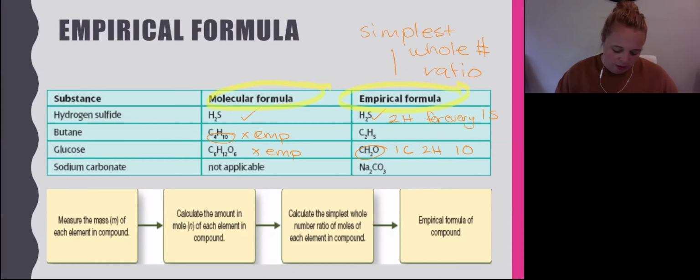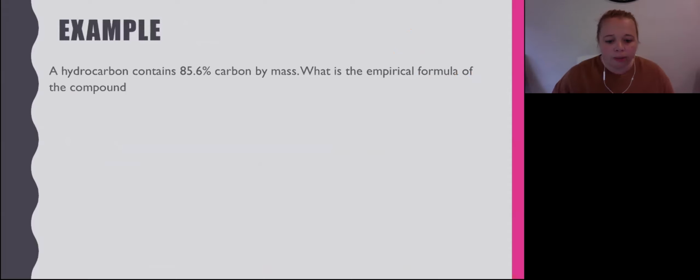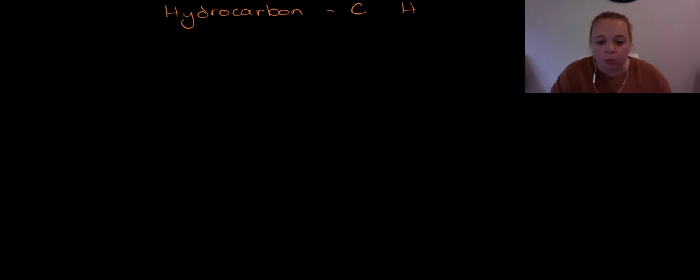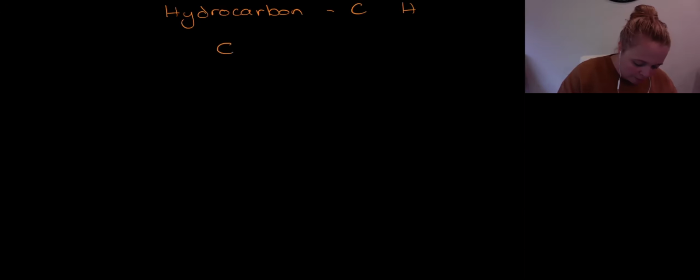Let's look at our first example. A hydrocarbon contains 85.6% carbon by mass, and this is the example in your book. What is the empirical formula of the compound? First we have to identify what a hydrocarbon is: a compound that contains hydrogen and carbon only. So there are our 2 elements. We put them down as carbon in ratio to hydrogen.